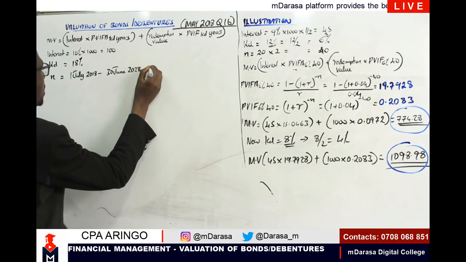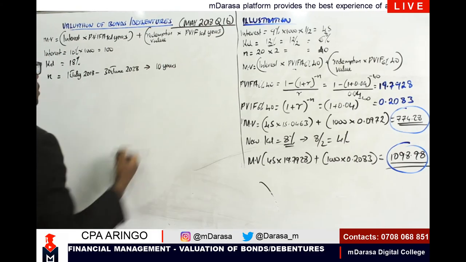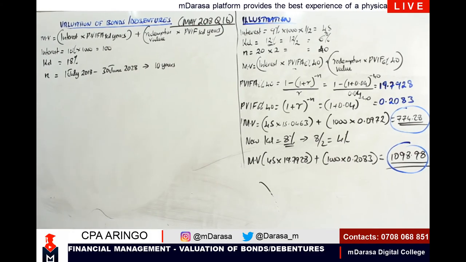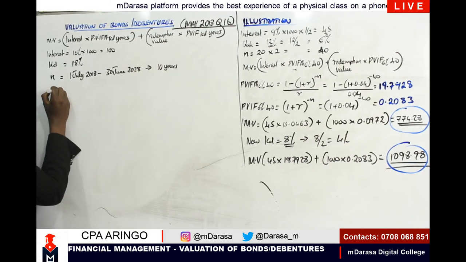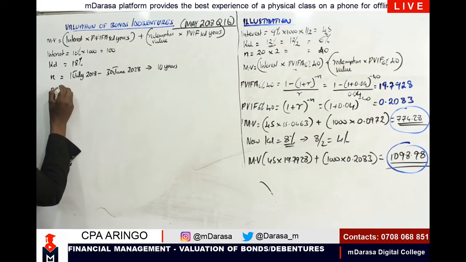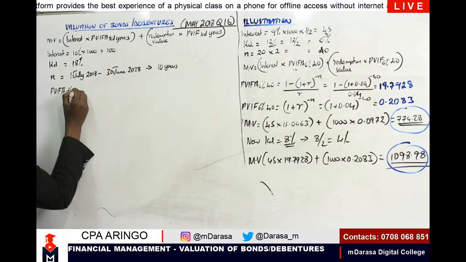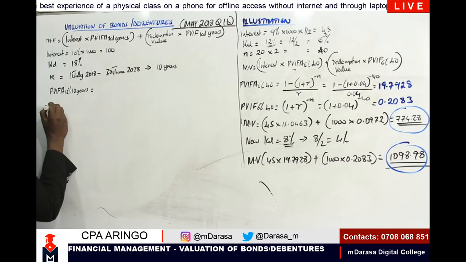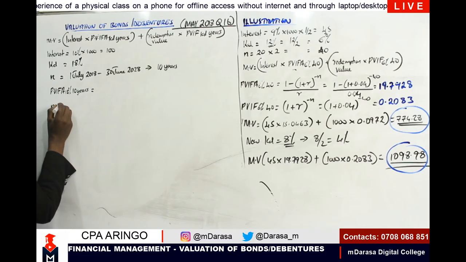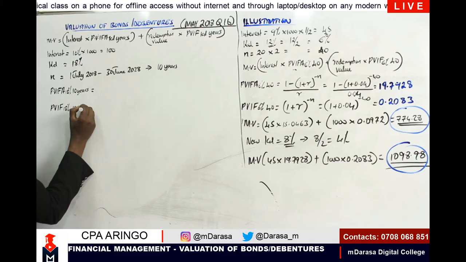30 June 2028. So you can clearly see here we're talking about roughly 10 years. Then the other key element is to identify our factor, the present value interest factor annuity. Cost of debt is 18%. How many years? 10 years. We'll also be required to determine the present value interest factor, 18%, 10 years.